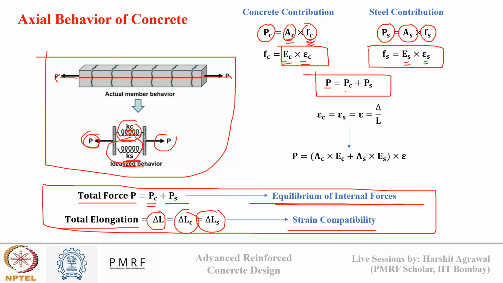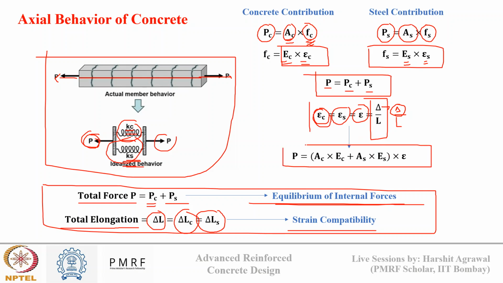The total load P is nothing but Pc plus Ps, and for deformation, the strain in concrete is equal to the strain in steel, which is equal to the total strain in the system, and that will define the deformation. Delta is the deformation and L is the length of my member. So if we know the strain in the system, we can determine the deformation in the system. And finally, using both of these, we can calculate the total load and how it depends upon the strain in the system and different reinforced concrete parameters.